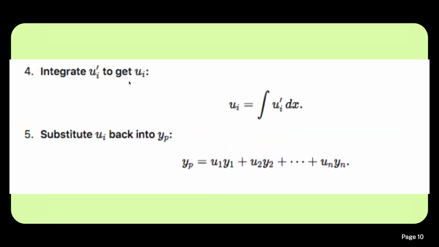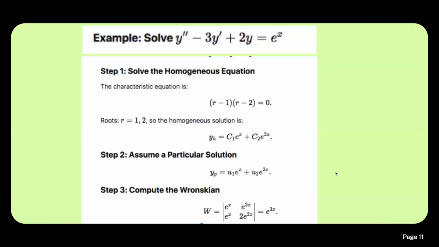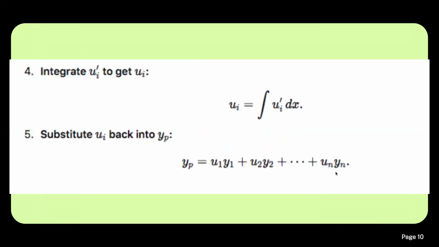Then all the ui can be integrated. Then we substitute the ui back into yp, and we get yp. Then the general solution is equal to yp plus yh, okay?